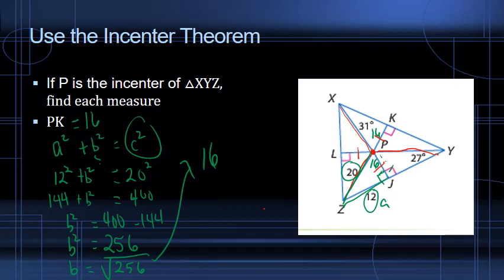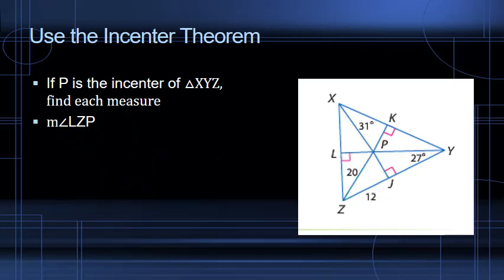All right, let's look at one more property of the Incenter Theorem before we leave it and move on. Here again we say if P is the incenter of triangle XYZ, and we know that it is, because it is where the angle bisectors intersect at that point P, find the measure of angle LZP.